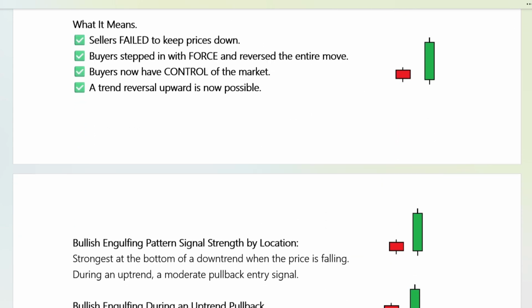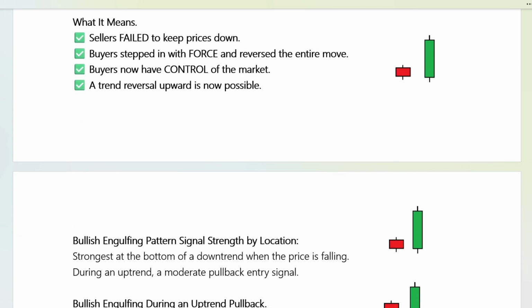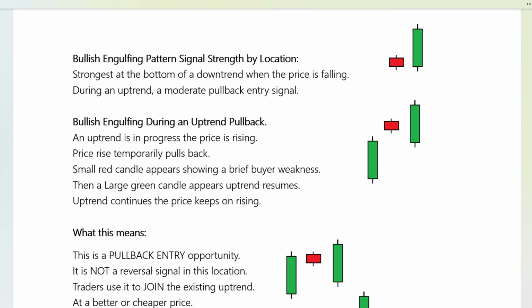What it means? Sellers failed to keep prices down. Buyers stepped in with force and reversed the entire move. Buyers now have control of the market. A trend reversal upward is now possible. Bullish engulfing pattern signal strength by location.